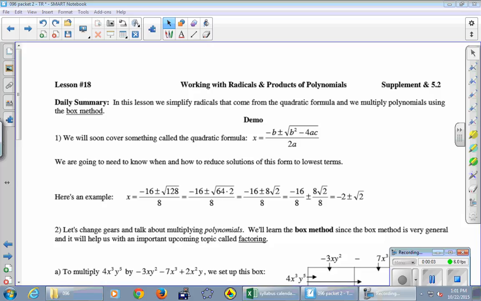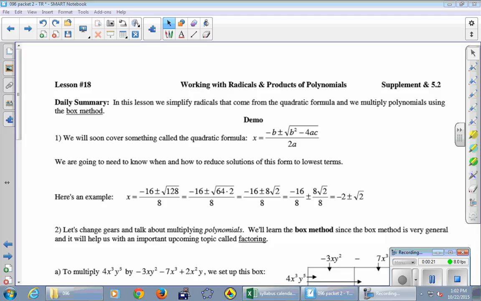Okay, here we go with lesson number 18. It is called Working with Radicals and Products of Polynomials. This is the last part of our entire section of radicals or exponential things. So very soon, some of you will be quite happy to have a welcome break from all of the radicals and exponents we've been dealing with the last few weeks.